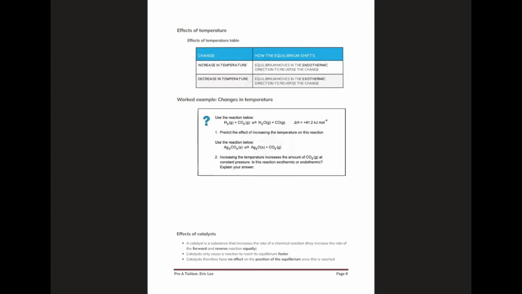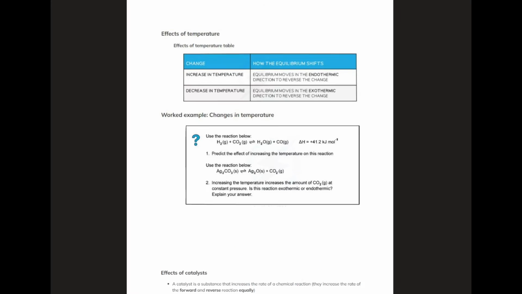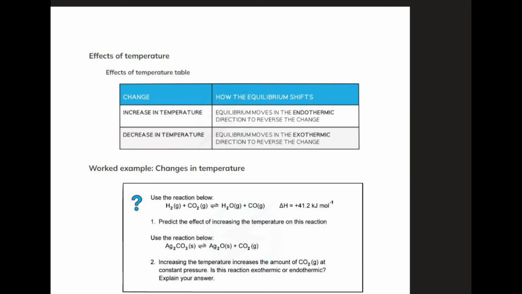Okay, now let's look at the third factor. Effect of temperature. Okay, so we look at the table. If you increase the temperature, this time the equations have to involve the delta H at the same time. Let's say you have A become B, then they give you delta H equal to positive X kilojoule per mole. So they have to give you the delta H, the enthalpy change, so that you know whether it is endothermic or exothermic.